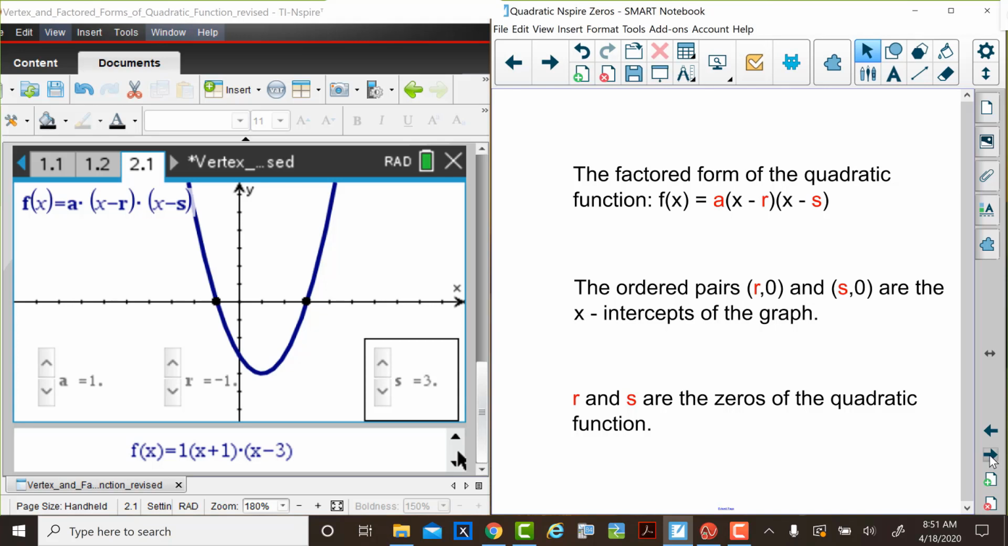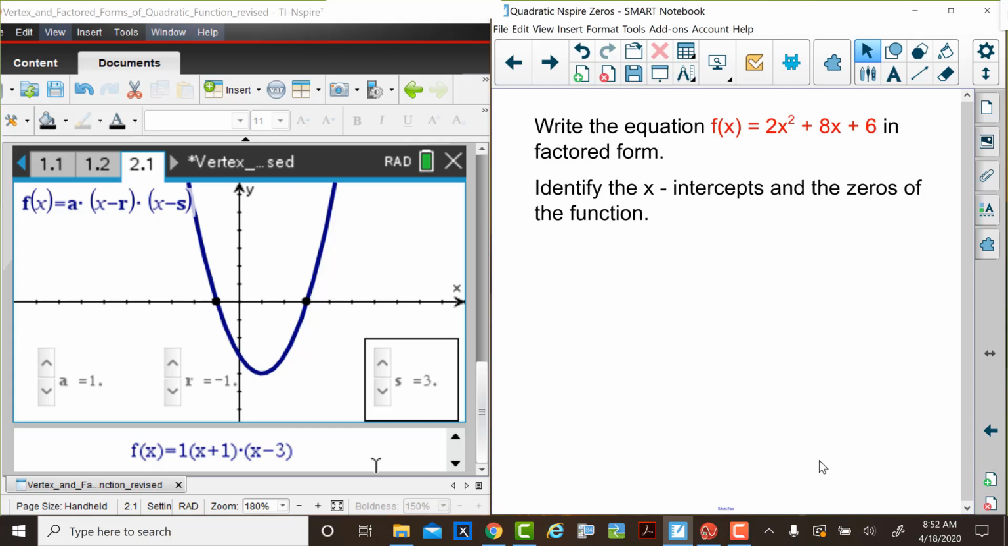Think about where the vertex is on this graph. If we have a value of -1 for one of our zeros and +3 for the other, look at the location of the vertex. It appears that the x value of the vertex is at +1. Think about any relationship between those values, the r, the s, which are the zeros, and the x value of the vertex. Let's record this and think about it. But before we do that, we're going to ask you to think about this factored form.